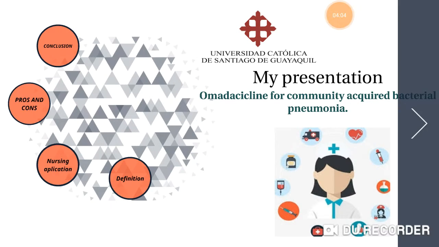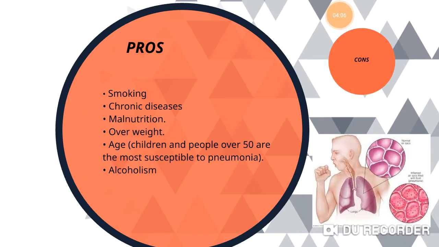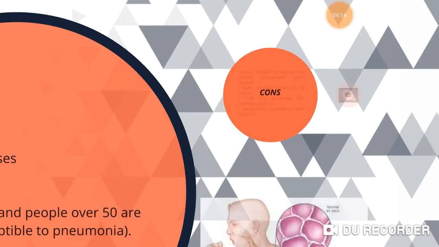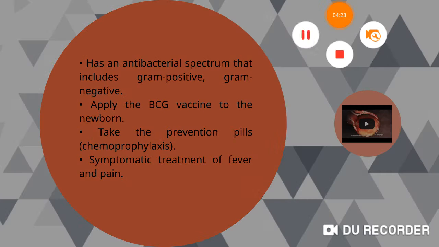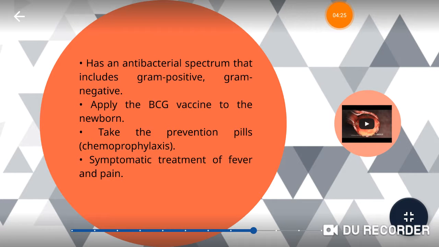Pros and cons. Risk factors: smoking, chronic disease, malnutrition, overweight, alcoholism. Antibacterial spectrum that includes gram-positive and gram-negative. Apply the BCG vaccine to the newborn. Take preventive measures and symptomatic treatment of fever and pain.